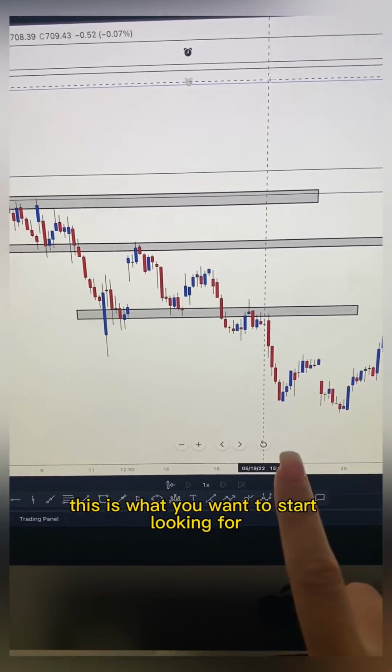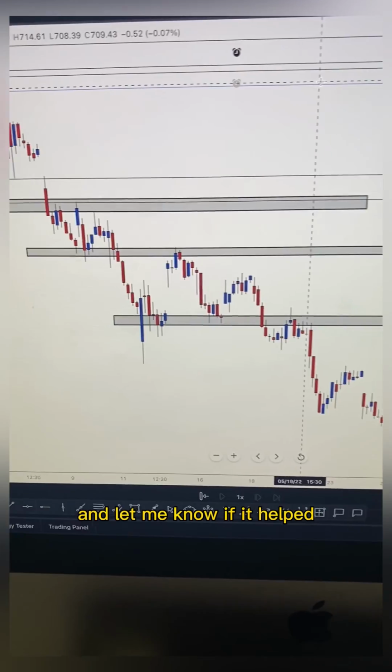So this is what you want to start looking for when you're trading. So go ahead and practice and let me know if it helped.